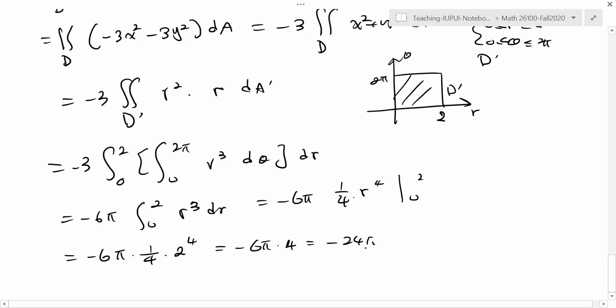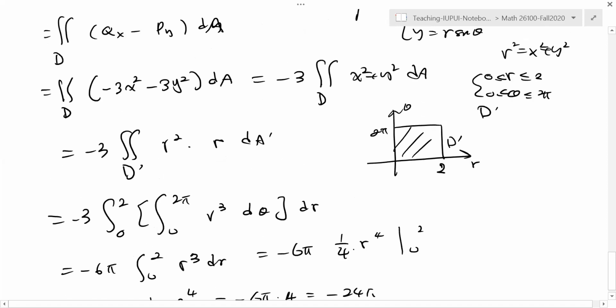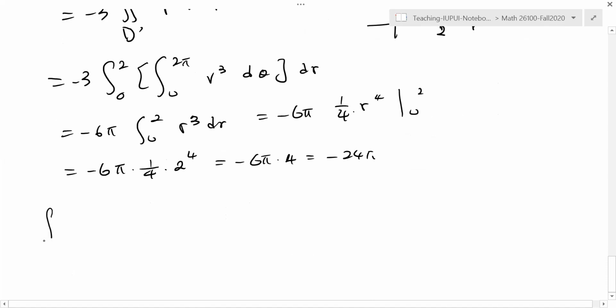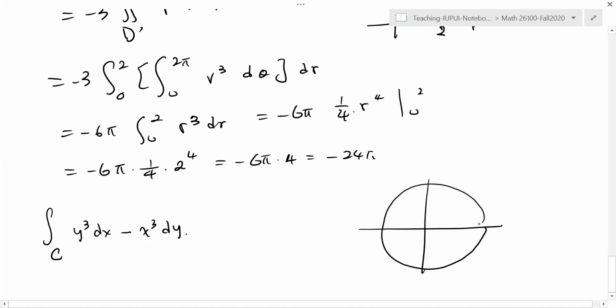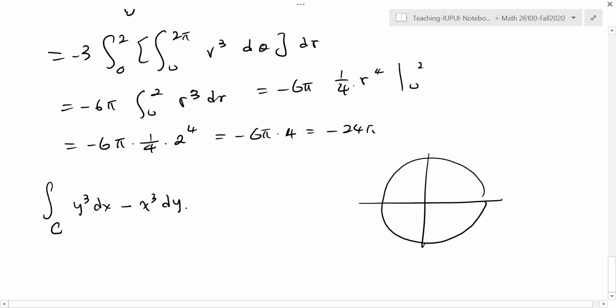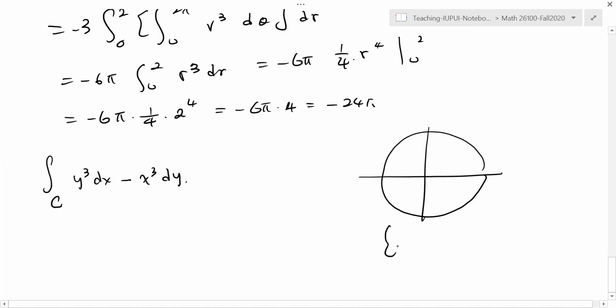Now, if you do not use Green's theorem, it will be difficult. It's complicated. So again, let's look at y cubed dx. If you do not use Green's theorem to solve the problem, how do you do that? Well, you have to parameterize this curve. So t is from 0 to 2 pi.